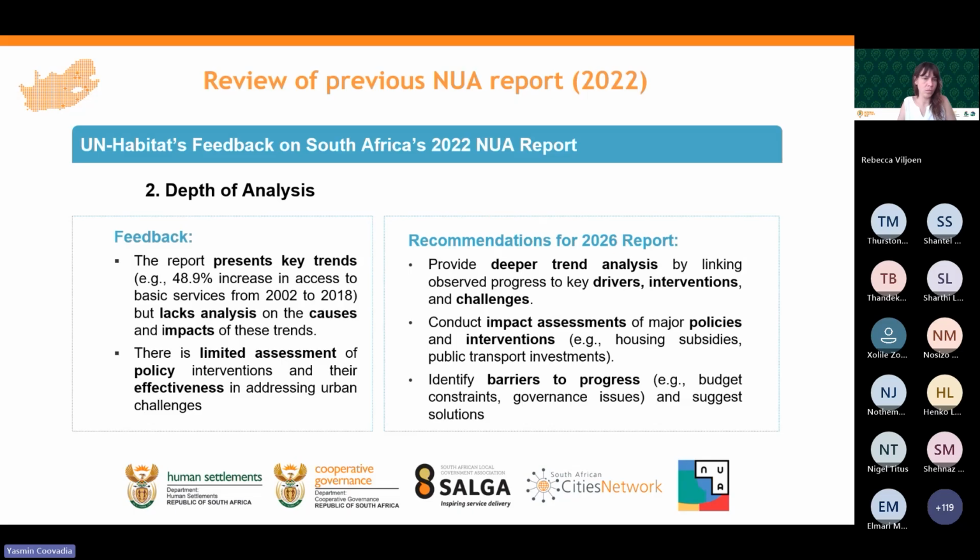They also asked us to have a deeper trend analysis by linking observed progress to key drivers, to interventions and challenges. They asked us to conduct impact assessments if we could, and to identify the barriers to progress. So you can see the requirements are quite high, but we chose to do an update report rather than a comprehensive report. If we chose to do a comprehensive report, we'd have had to meet all of these requirements.